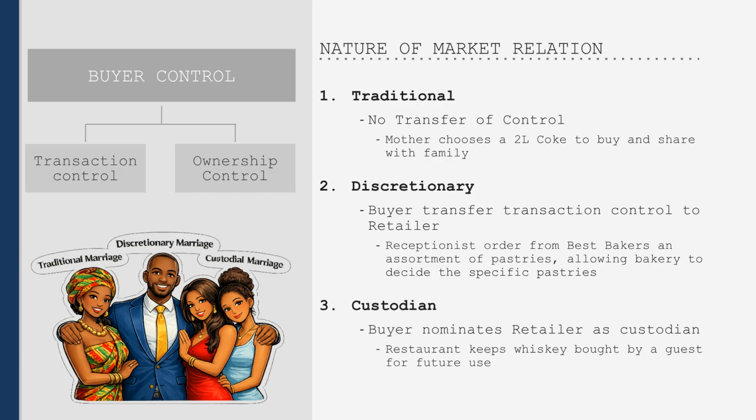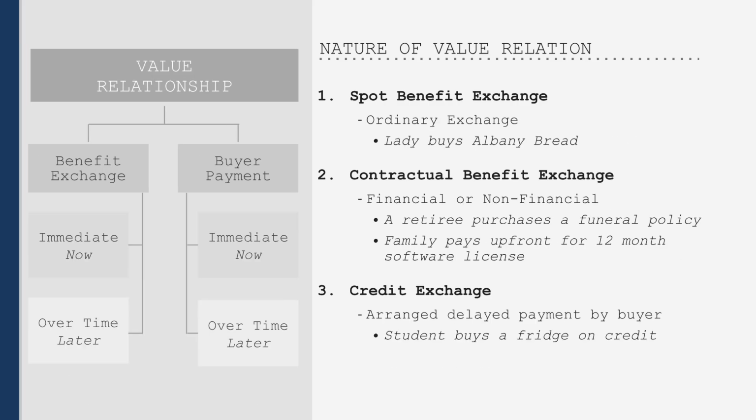In a custodian relationship, the buyer appoints the marketer to hold the product on their behalf. For example, a restaurant keeps a bottle of whiskey that a guest has bought and stores it for the guest to use later. The value relation focuses on the timing of benefit delivery and payment.